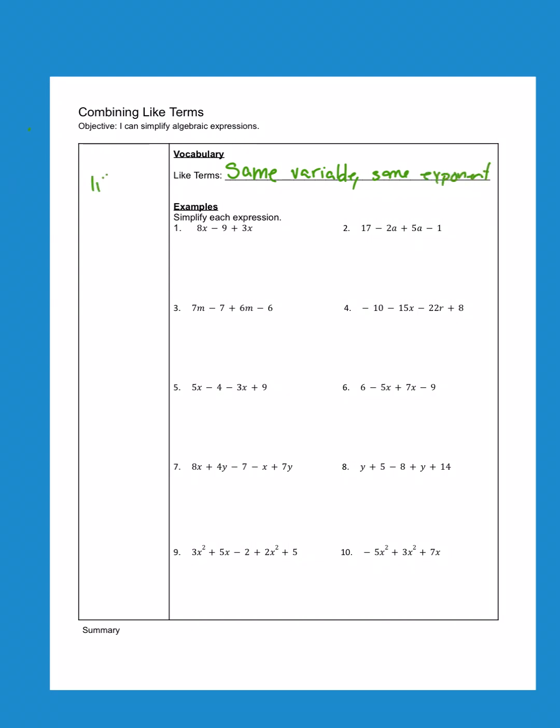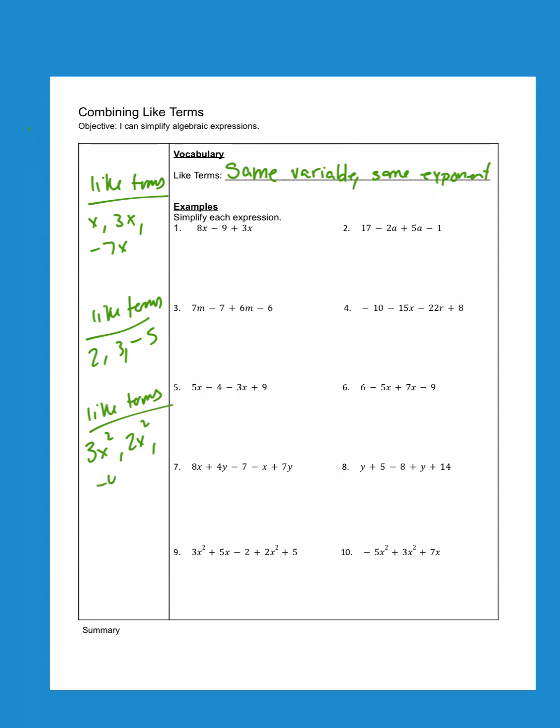So some examples of like terms: x, 3x, negative 7x, those are all like terms. Some more like terms are numbers like 2, 3, negative 5, those are like terms. Some more like terms would be 3x squared, 2x squared, negative 4x squared, those are all like terms.